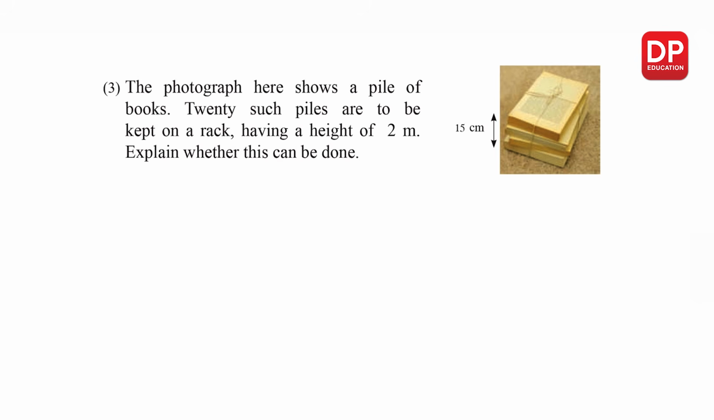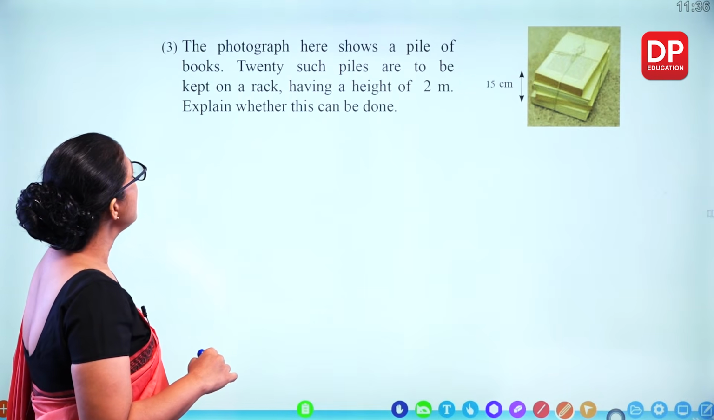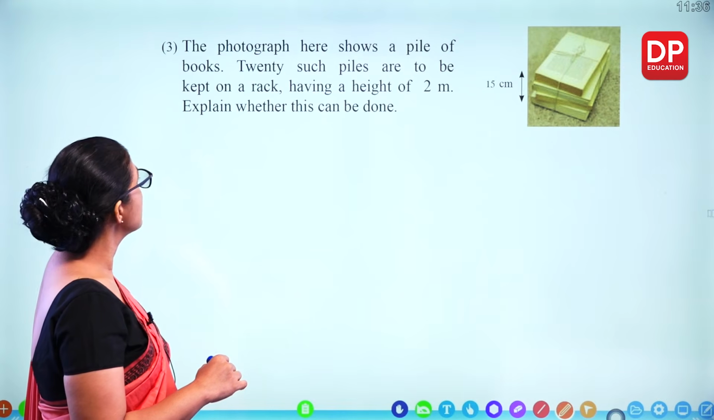The photograph here shows a pile of books. 20 such piles are to be kept on a rack, having a height of 2 meters.